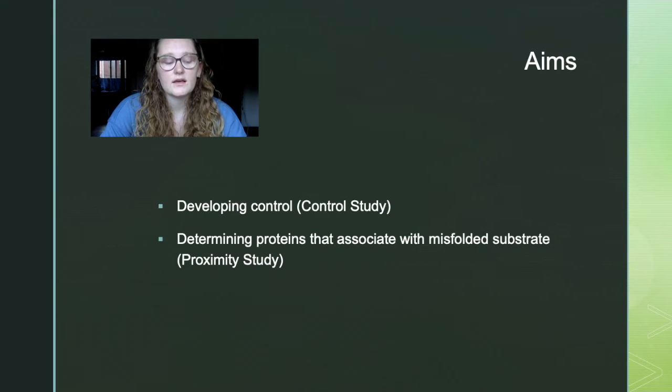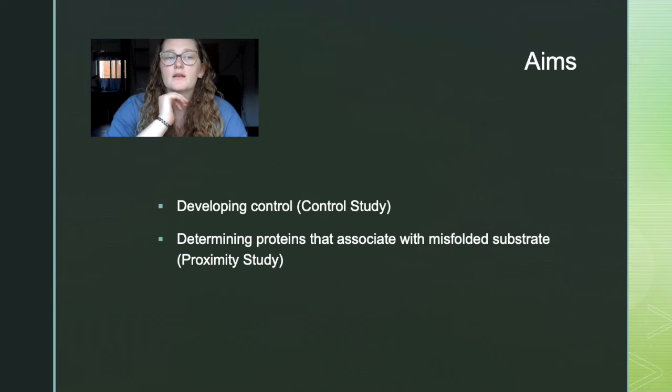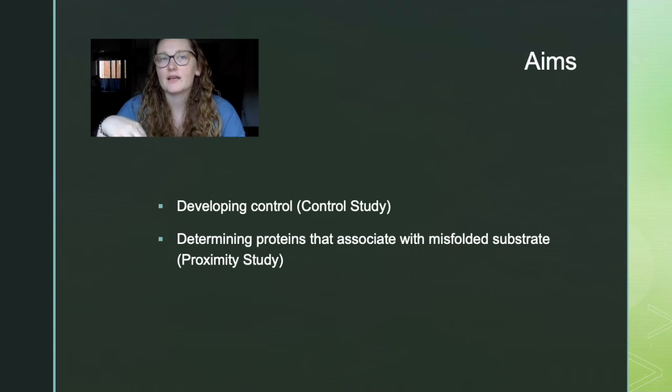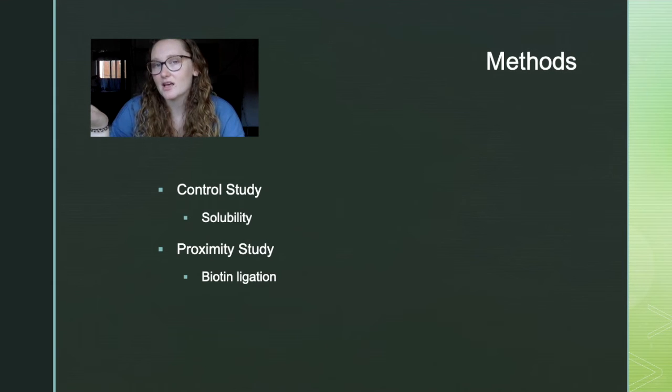So we have already in the lab reversed that mutation to make a protein that we've called GD. And now the first arm of my project is to make sure that that can function as an effective control for GD star. Then the second aim of my project is to determine proteins that interact with that misfolded substrate, with GD star when it's aggregating. And I'm calling that the proximity study. It's what might be around that aggregate when it's aggregating.